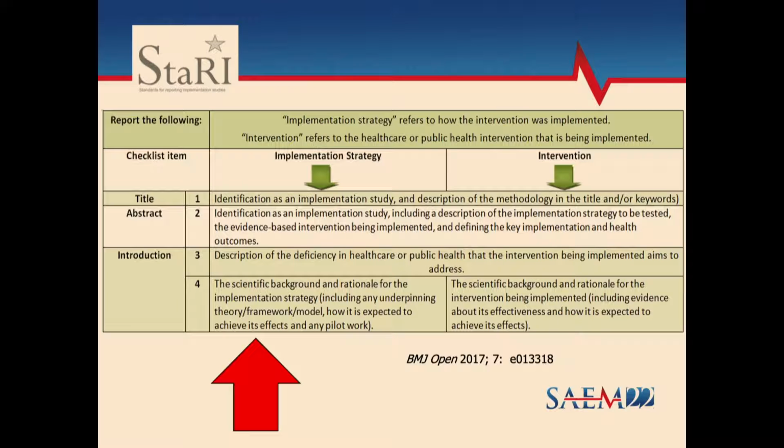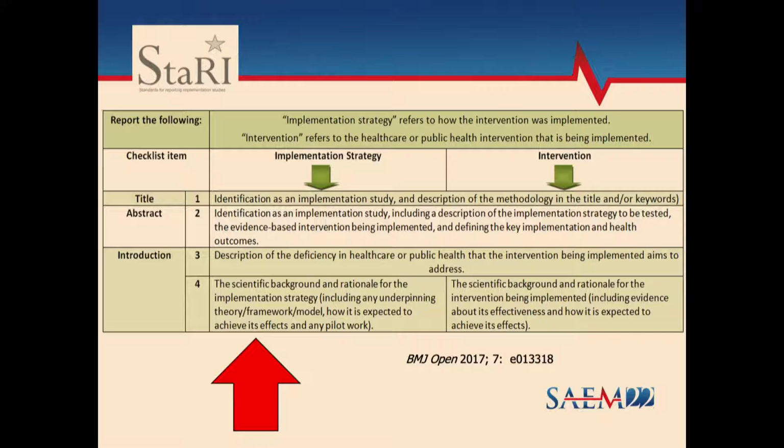And the StaRI criteria, unlike all the other 300 plus Equator Network criteria, have two columns. You think of the Consort criteria, there's one column of information with a bunch of rows of things you need to do. Here you've got 27 rows, and most of them are split into two columns. The two columns are because you've got an implementation strategy that you need to focus on reporting transparently, and you've got an intervention component that you've got to focus on.